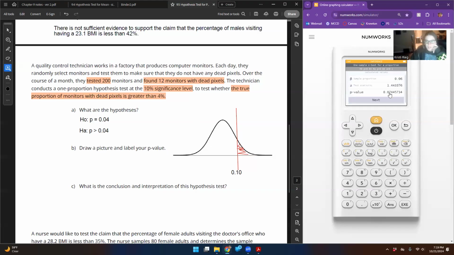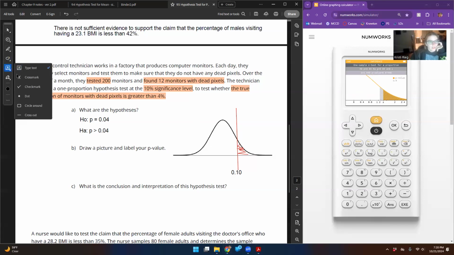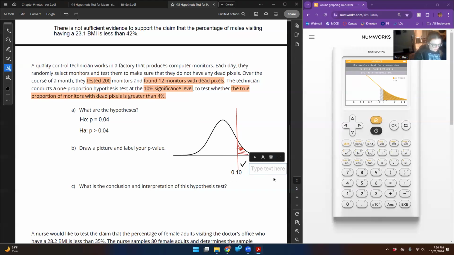So notice the p-value is smaller than alpha. So let's see how that is on our picture. Zooming in, we can see that our alpha line is right here. And then the p-value doesn't start till over there. So we can just say over in this section is where our p-value is. And because it is over there in the reject region, we will reject the null.